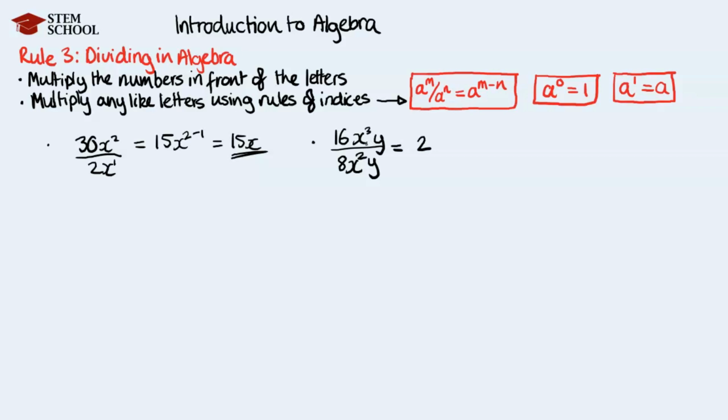Let's deal with the first letter, which is an x. Here we do the same rules of indices. You will have to take away 3 take away 2. And then we have the y. We have to imagine a 1 here, so it'll be 1 take away 1, just using this rule as before. Let's simplify this. This will be 2x, and then 3 take away 2 is 1, so it'll be 2x to the power of 1. And then y to the power of 1 take away 1 is just y to the power of 0. And that's where this rule comes in: any letter to the power of 0 is equal to 1. So this will just be 2x as the final answer.